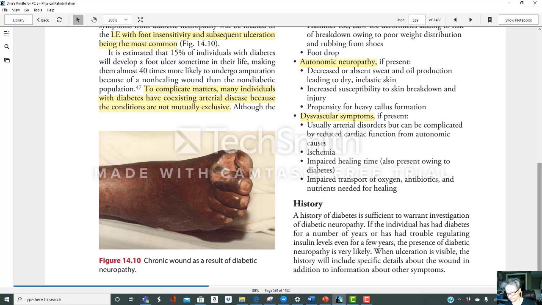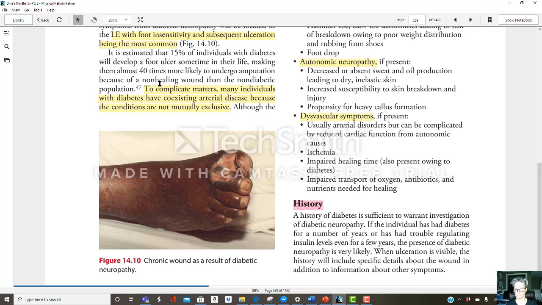Ischemia. Impaired healing time is also present owing to diabetes, with impaired transport of oxygen, antibiotics, and nutrients needed for healing. History. A history of diabetes is sufficient to warrant investigation of diabetic neuropathy. If the individual has had diabetes for a number of years or has had trouble regulating insulin levels even for a few years, the presence of diabetic neuropathy is very likely.